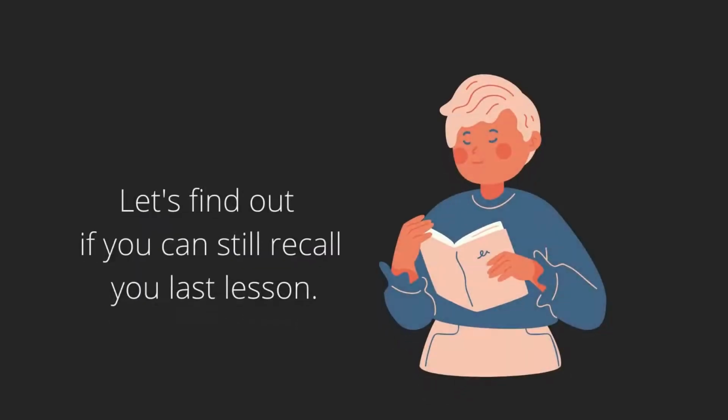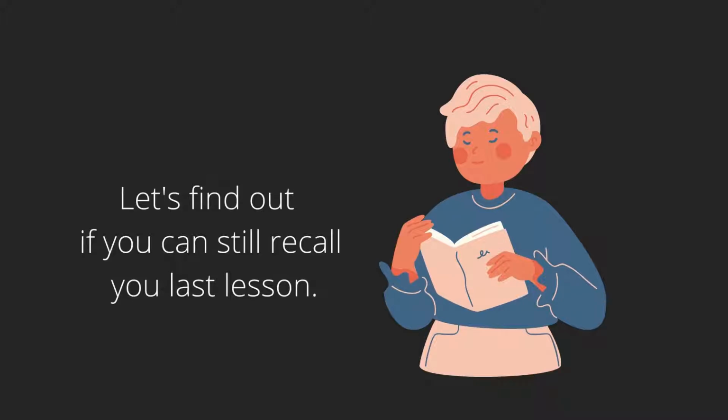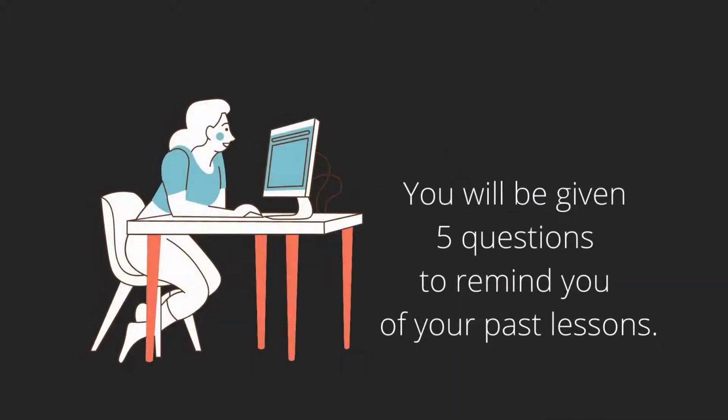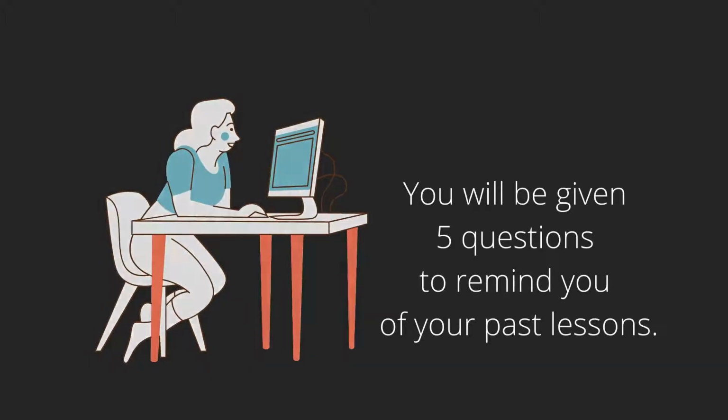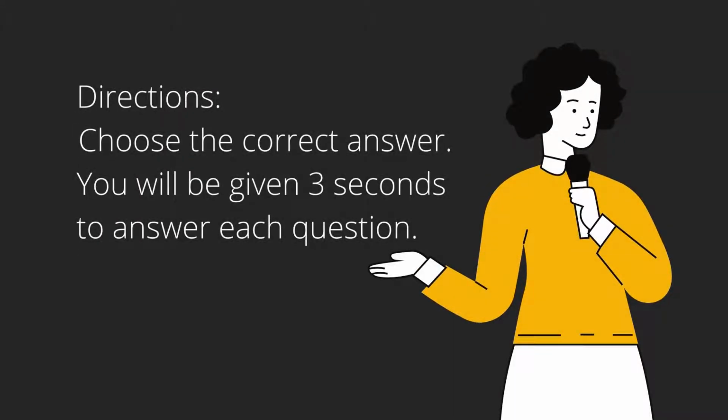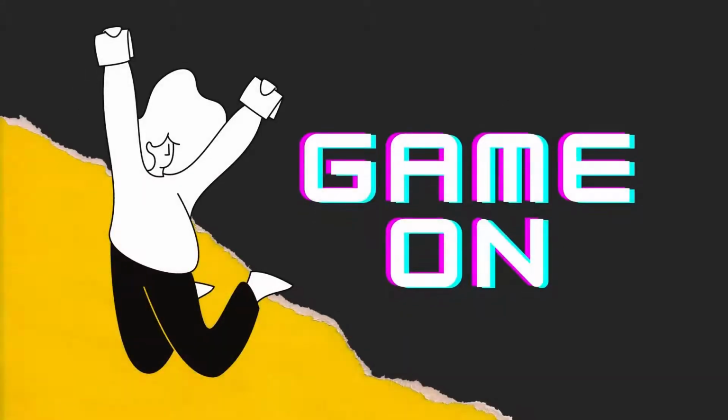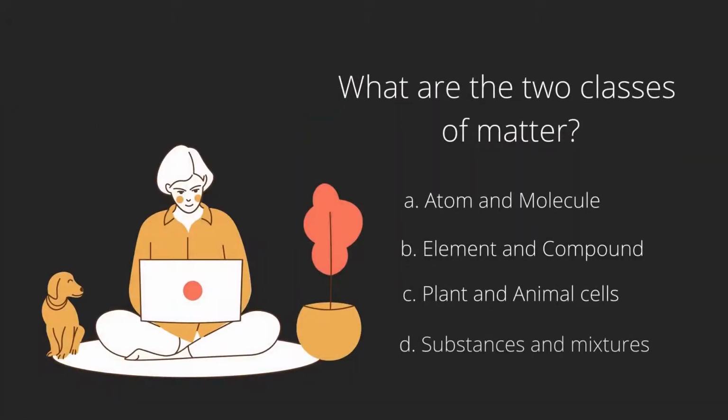Let us find out if you can still recall your last lesson. You will be given 5 questions to remind you of your past lessons. Directions: Choose the correct answer. You will be given 3 seconds to answer each question. Let's begin. 1. What are the 2 classes of matter? A. Atom and molecule. B. Element and compound. C. Plant and animal cells. Or D. Substances and mixtures.